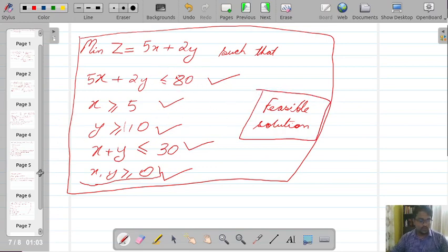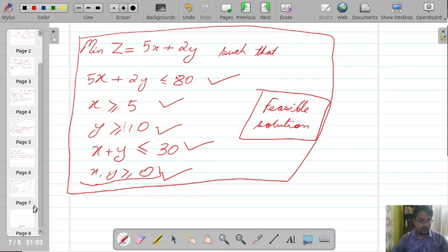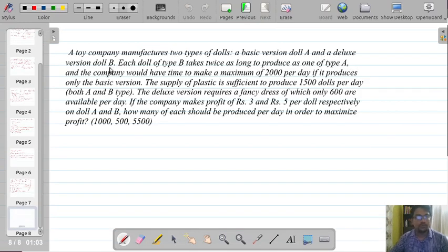Okay, so let us have a look at one problem that I have taken from the past question paper. Suppose a toy company manufactures two types of dolls, a basic version doll A and a deluxe version doll B. So there are two types of dolls, A and B. Each doll of type B takes twice as long to produce as one of type A, and the company would have time to make a maximum of 2000 per day if it produces only the basic version. So the basic version is the doll of type A.